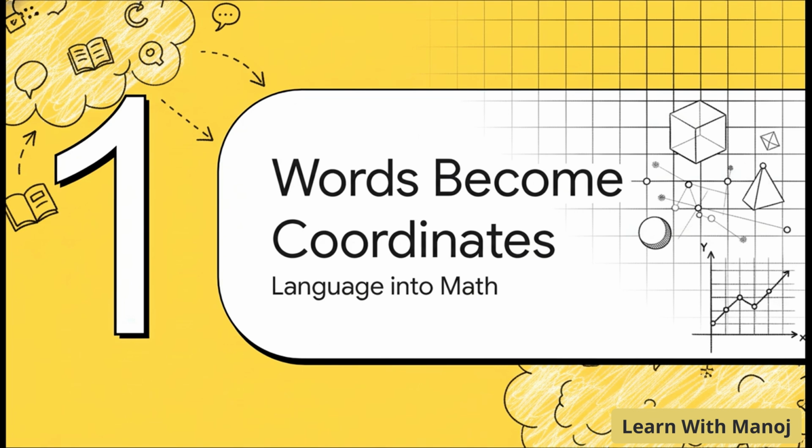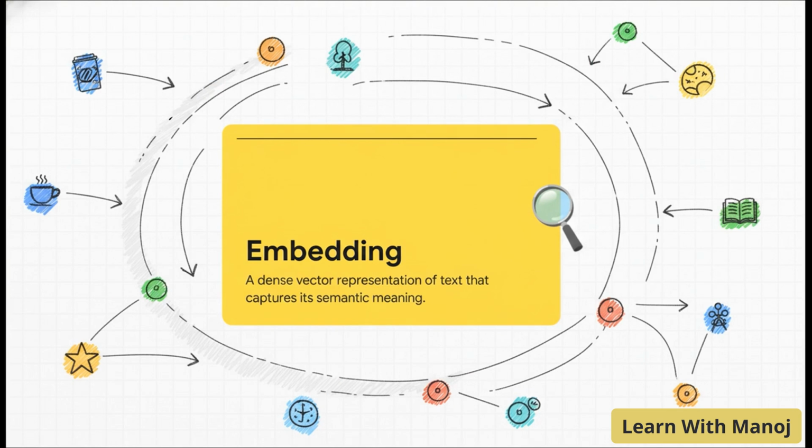We literally turn words into coordinates. And the way we do this is with something called an embedding. Now, don't let the fancy word fool you. All it is, as you can see, is a list of numbers. It's literally like giving every single word its own unique GPS coordinate, but on a giant, invisible map of meaning.